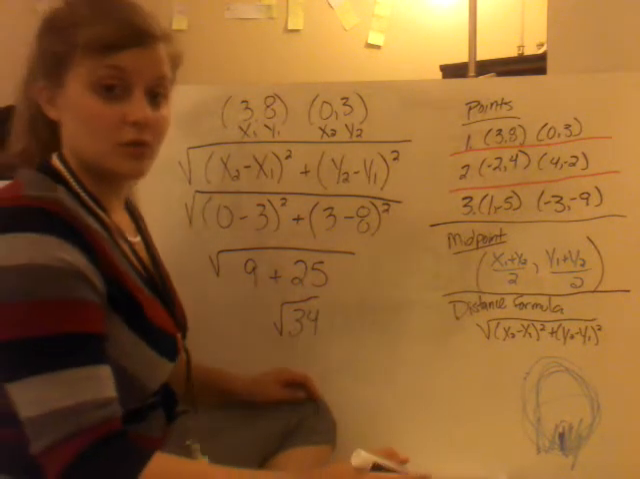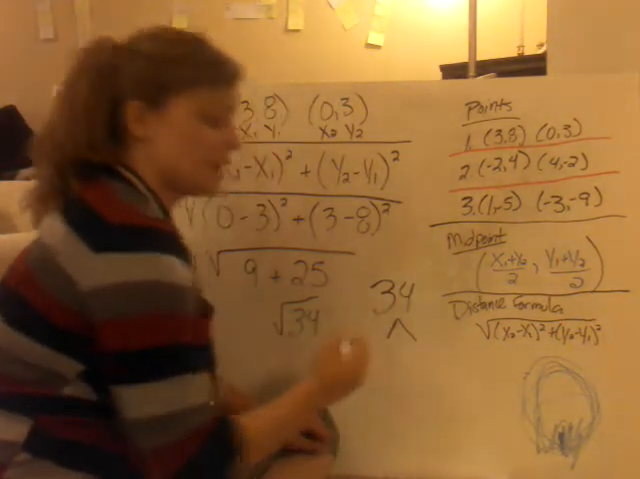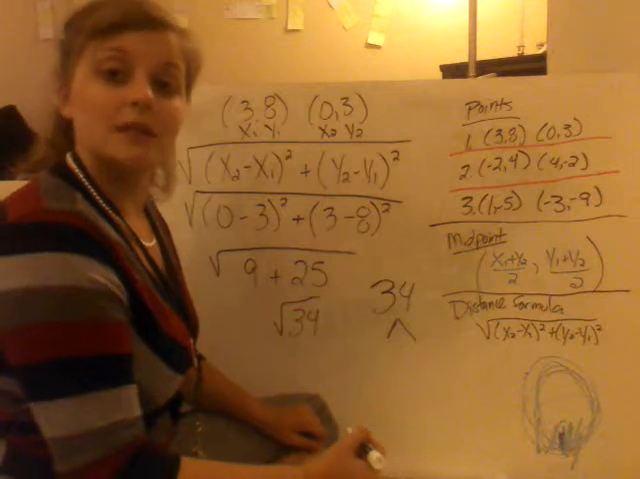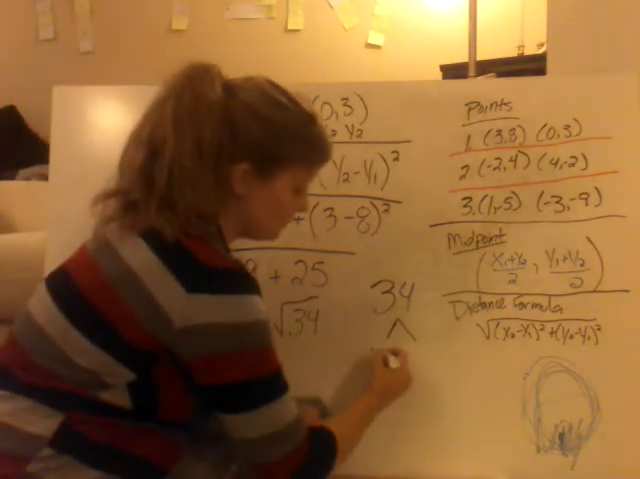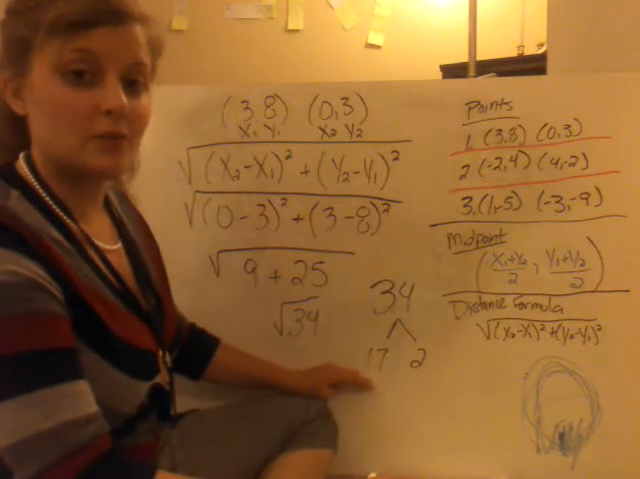So I do my factor tree, right? So we have our factor tree over here. What times what equals 34? Well, 17 times 2 equals 34. And that's as far as I can break that down because 17 is a prime number and 2 is a prime number.